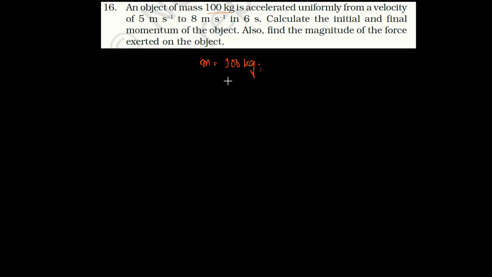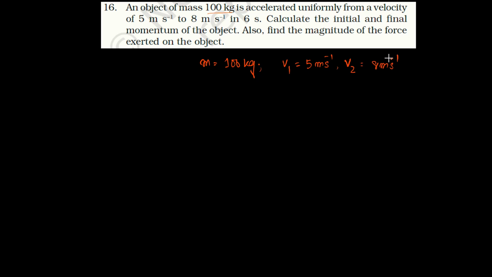Okay, done. Again, two velocities are given. The object is accelerated uniformly from a velocity of 5 meter per second to 8 meter per second in 6 seconds. So we will write down the velocities as V1, 5 meter per second. And what is the velocity V2? The second velocity is given as 8 meter per second.